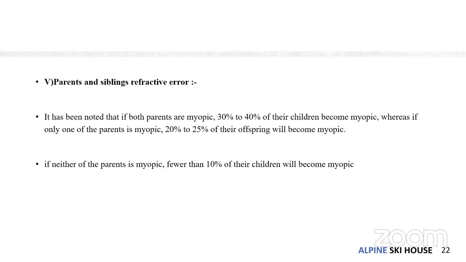The parents' and siblings' refractive error. It has been noted that if both parents are myopic, 30 to 40% of their children become myopic. Where if one parent is myopic, then 20 to 25% of their children become myopic. If neither of the parents is myopic, fewer than 10% of their children will become myopic. So the history of parents is more important in OPD.